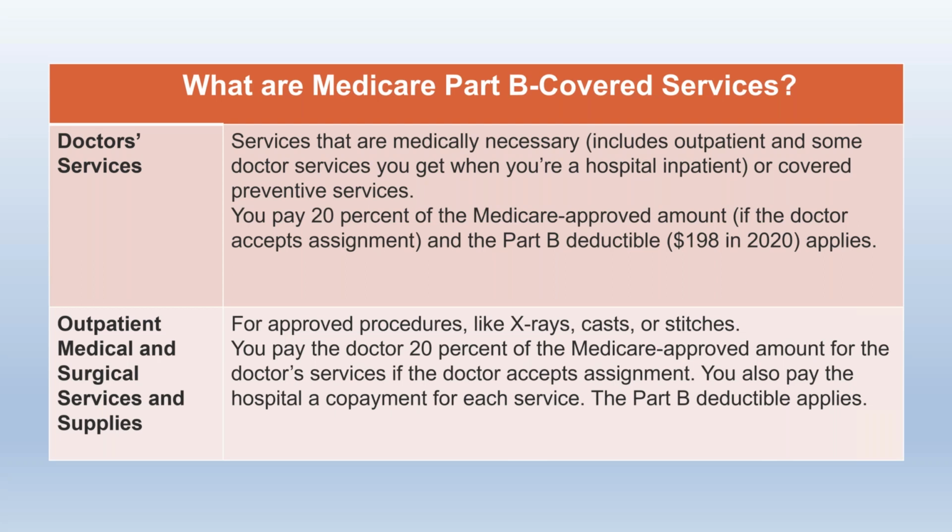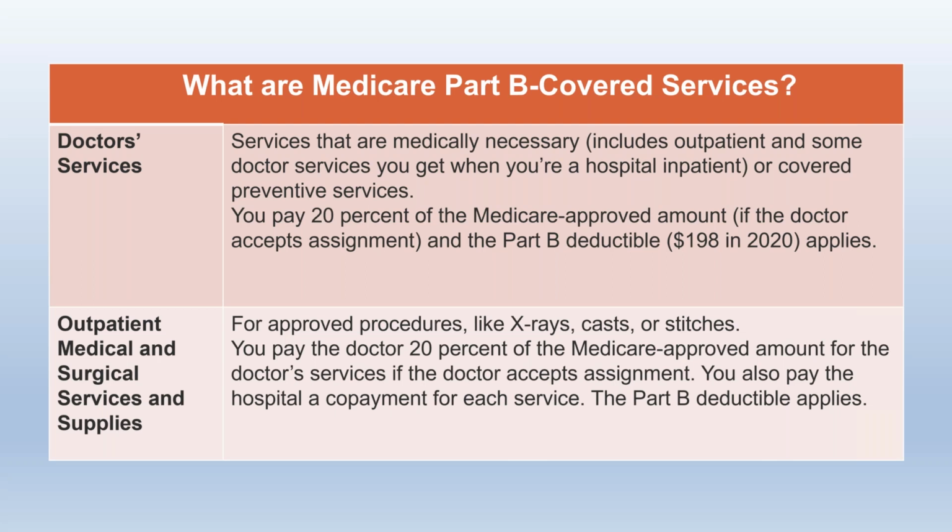Outpatient medical and surgical services and supplies. Medicare covers approved procedures like x-rays, casts, or stitches, and you pay 20% of the Medicare approved amount for doctors or other healthcare providers' services. You generally pay a hospital co-payment for each service you get in a hospital outpatient setting, and the Part B deductible applies.